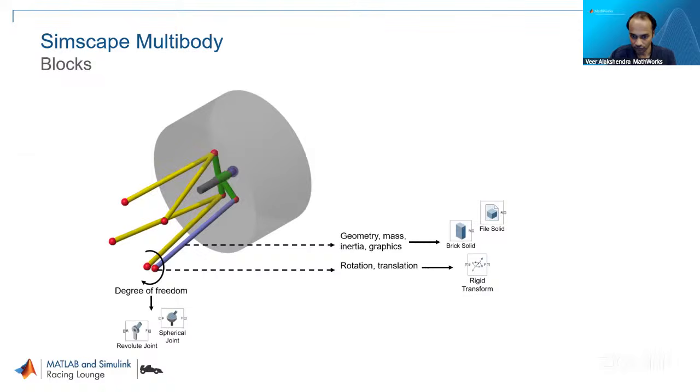Okay. So if you have an understanding of these blocks for defining the geometry, mass, inertia, and the graphics, then you have the Rigid Transform, and then you understand how to define joints and what the different kinds of joints are, it's easy for you to model these systems in Simscape Multibody.